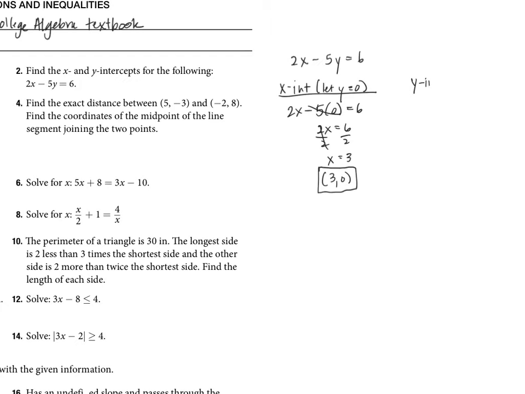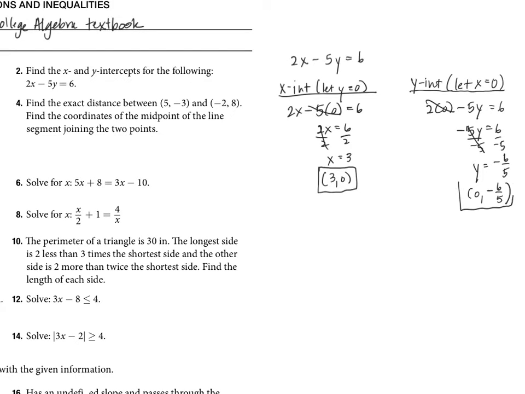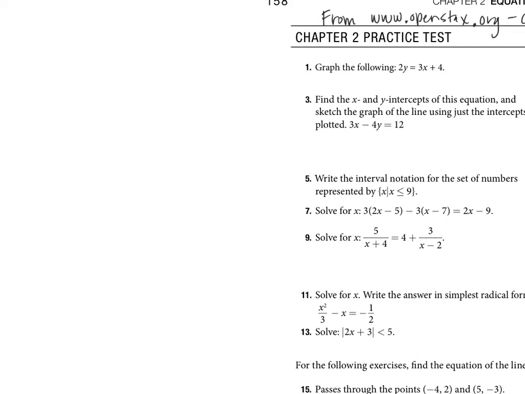And now we want to find the y-intercept. So we're going to let x be 0. So we'll have 2 times 0 minus 5y equals 6. So that's 0. So we have negative 5y equals 6. Divide by negative 5. We get y equals negative 6/5. So we have (0, negative 6/5) as our y-intercept. All right, so those will be our intercepts.